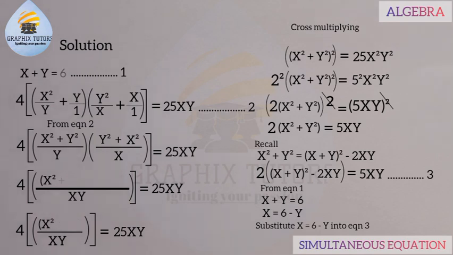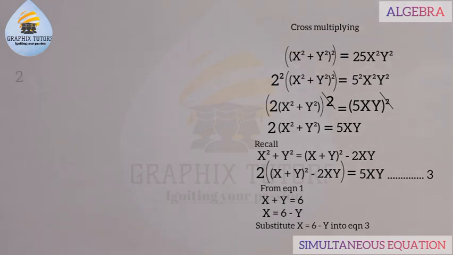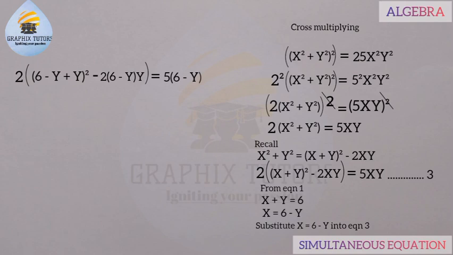So I'll now be having 2 open brackets. We'll be having, instead of writing x, I'm having 6 minus y plus y all squared, minus 2 into bracket 6 minus y in bracket y. Close the bracket, equals to 5 into bracket 6 minus y times y. So what I have here, I'll now move further by expanding.